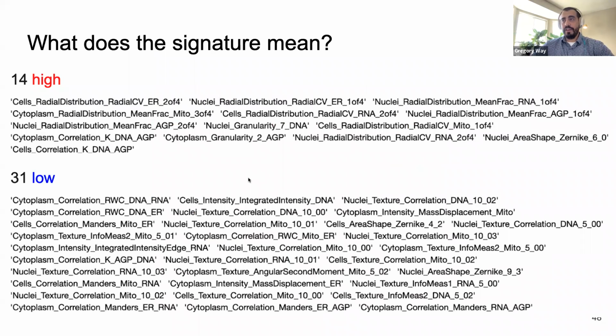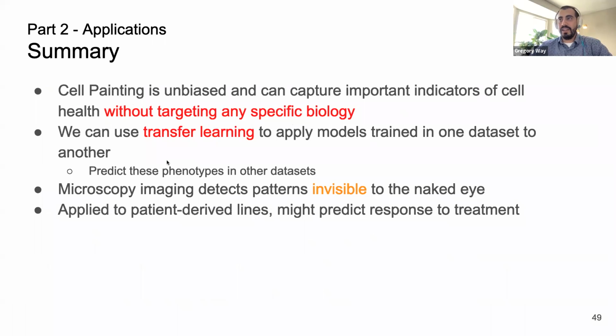So these are the features of the signature. This is like the typical cell painting, CellProfiler based features. And you can see immediately that these are really hard to understand exactly what's going on biologically. Even people that have been looking at these features for over 10 years have a hard time explaining these. So that's kind of a challenge with interpreting these data. And I think that's essentially what I have for the applications.